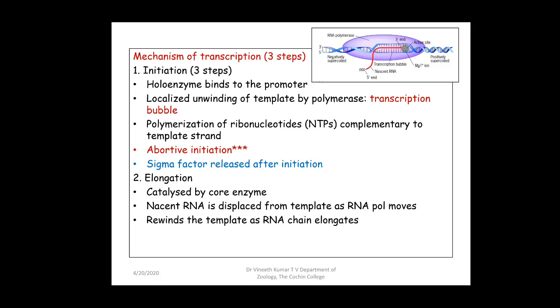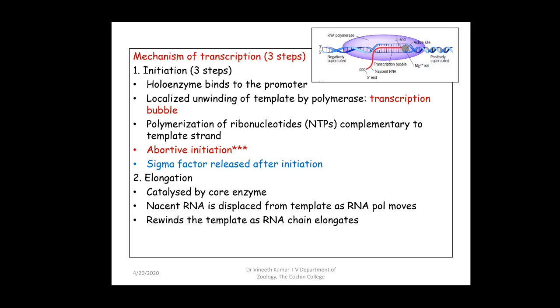That means it will start or initiate the synthesis, producing complementary RNA. It will synthesize the first 5 nucleotides, and after synthesis of the 5, it will stop, and it will again remove the entire sequence. So what does abortive initiation mean?